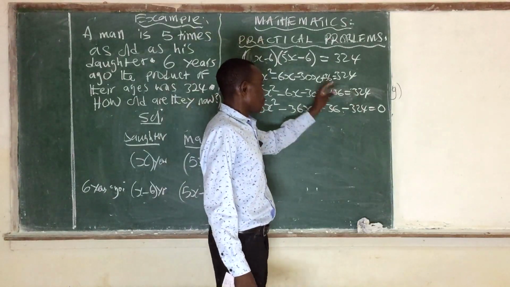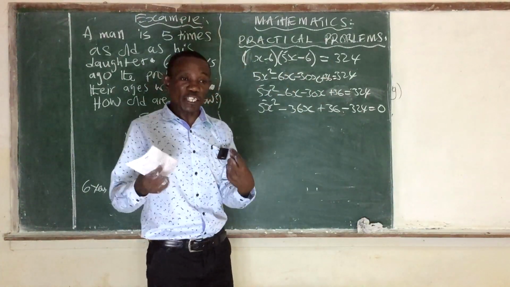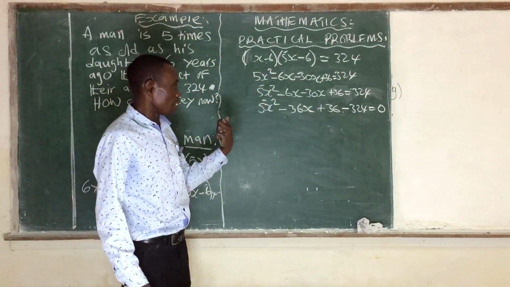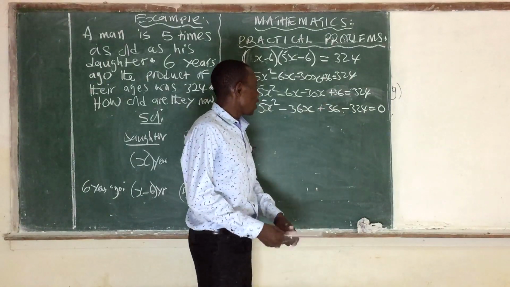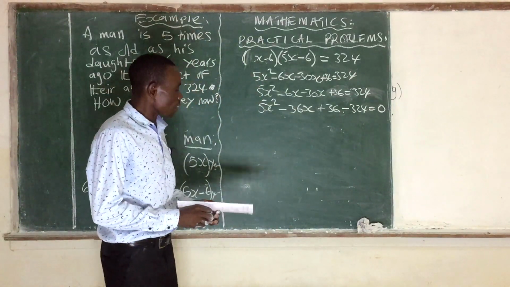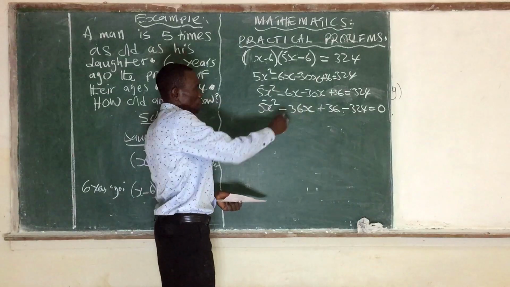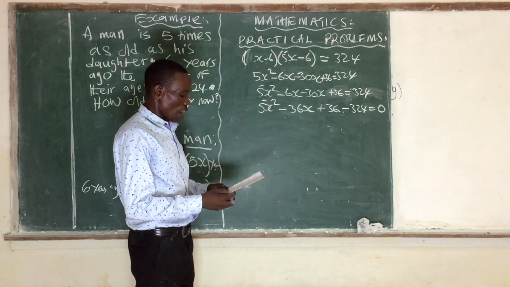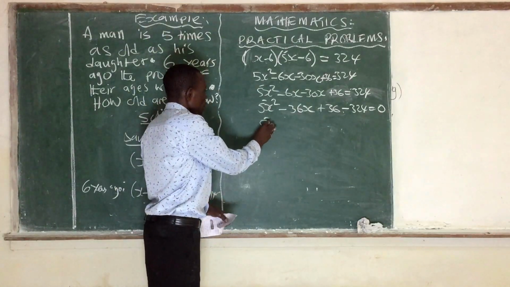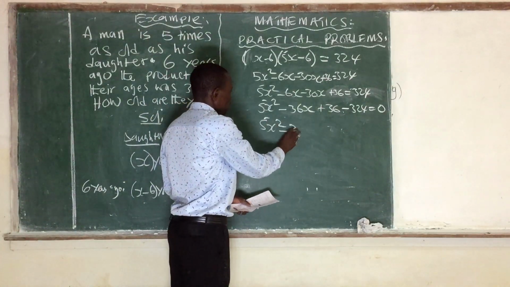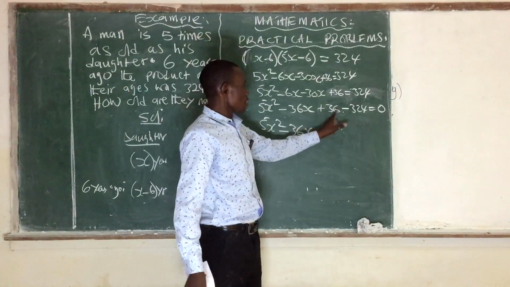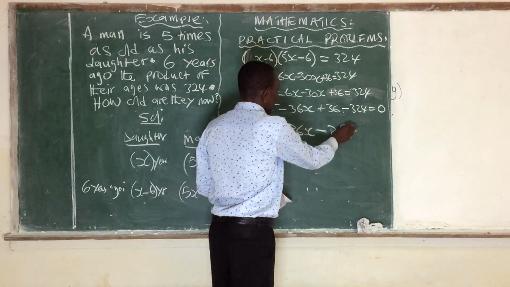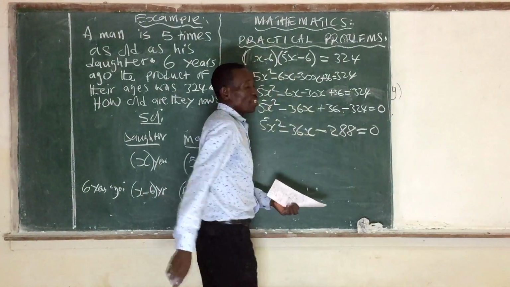By making this equation be equated to 0, to follow the rules of the quadratic equation, the 324 should be transferred to the left-hand side. So that's why we have this one coming here. Right. So when things are like that, we just have to simplify still more. This and this are like terms. So now here we get 5x squared minus 36x. This minus that gives us 288 is equal to 0.